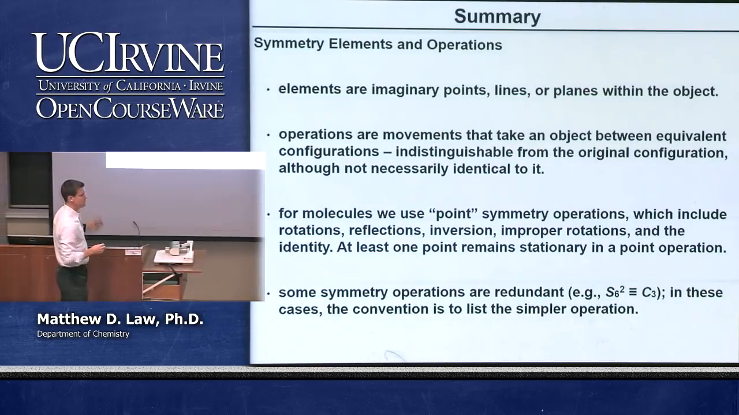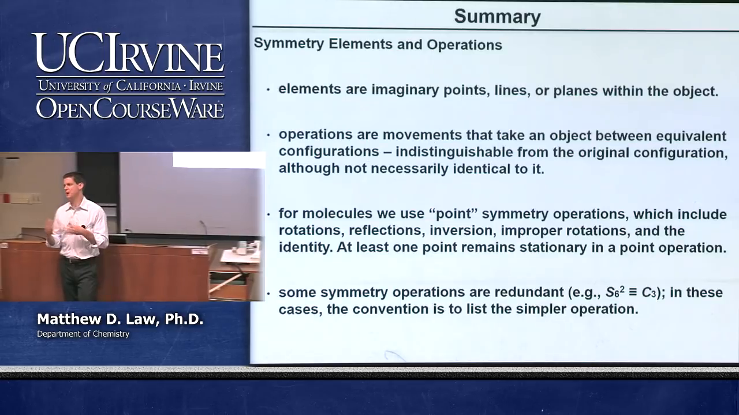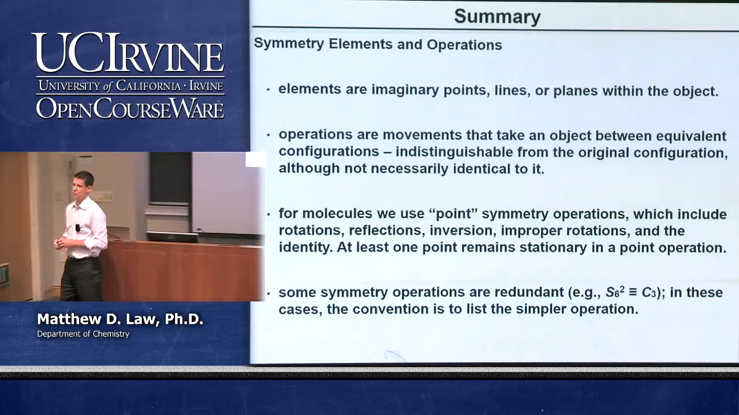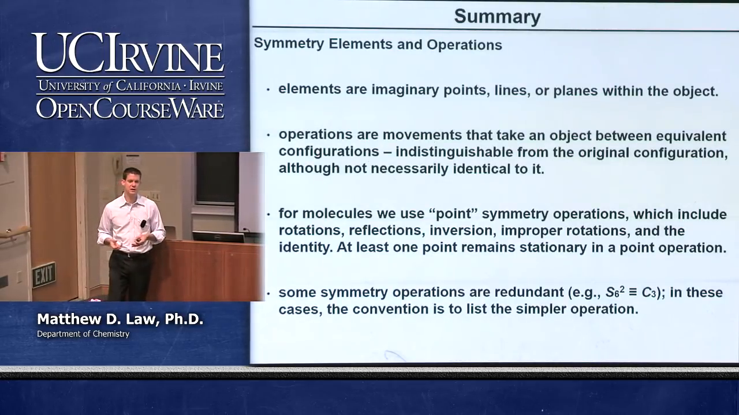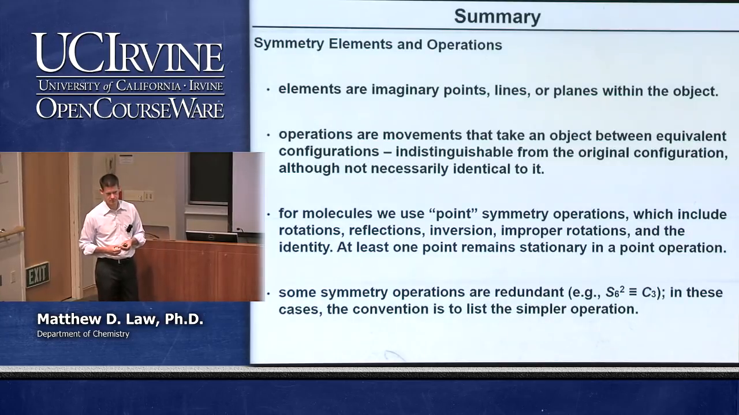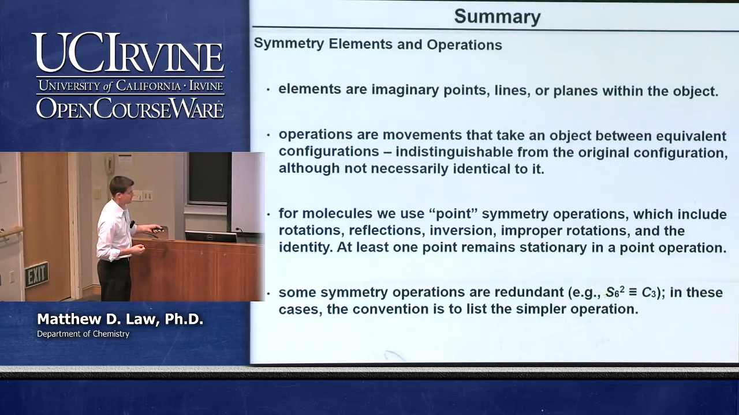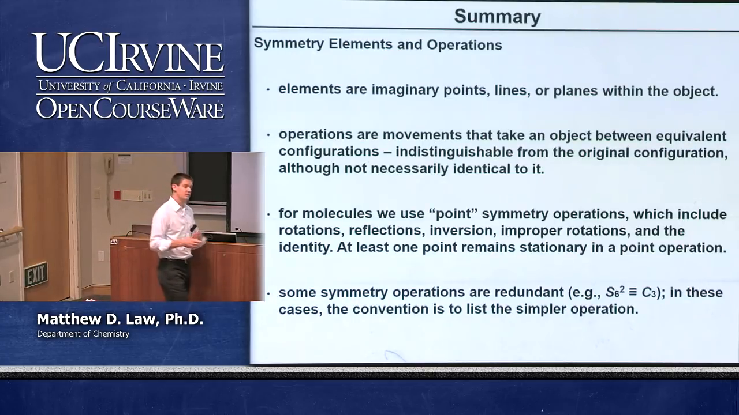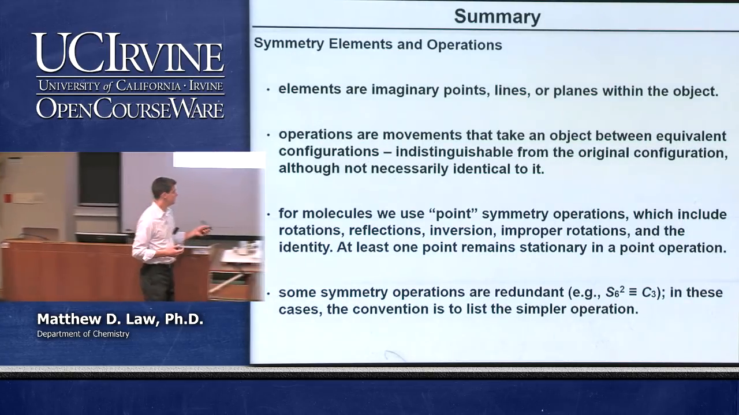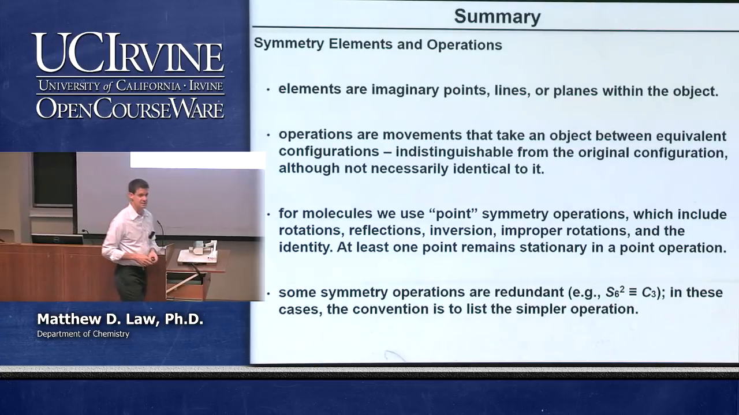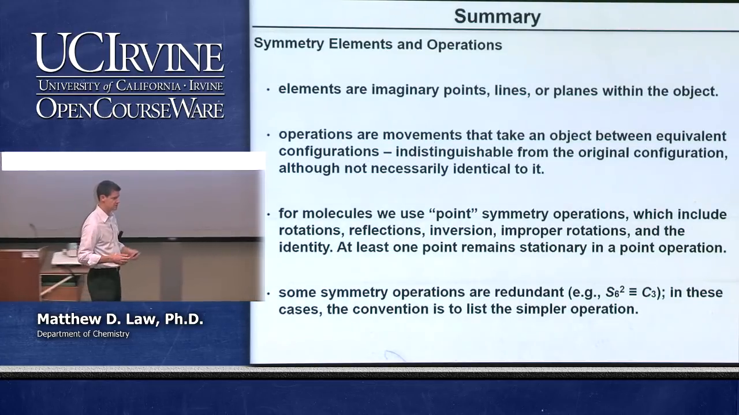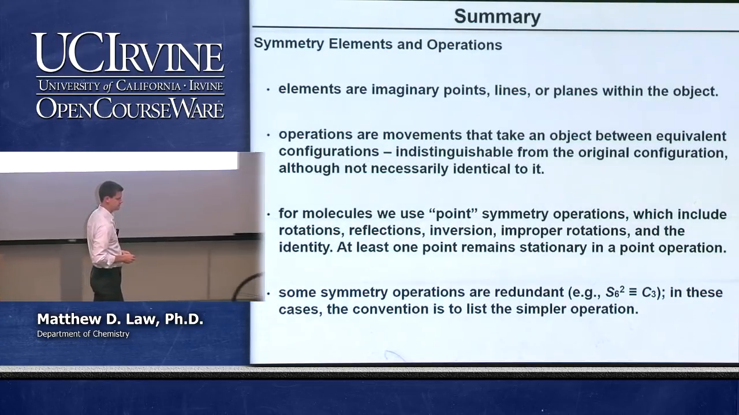And we've shown that there are many different ways to describe the same sort of operation. When that's true, we always try to use the simpler description. Okay? So in case of having an S6 squared, we know that's the same as a C3. In all of the tables and so forth that we'll see, it's always listed as a C3, not an S6 squared, just to keep it as simple as possible. That's the convention.